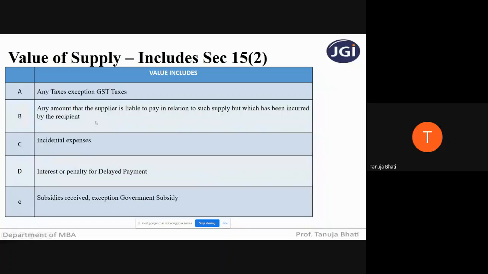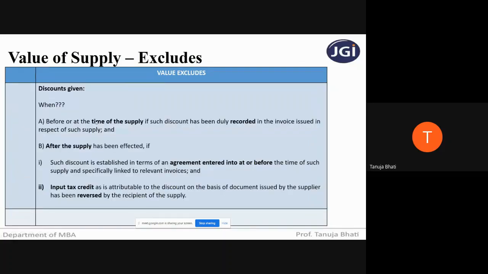Next let us see section 15 subsection 3, which says what should be excluded. Now, included, we have seen 5 sub clauses under section 15 subsection 2. Now what should be excluded from this value? Excluded means deducted, minused. What should be excluded? Discounts given, but when? Discounts given before or at the time of supply if such discount has been duly recorded in the invoice issued in respect of such supply.